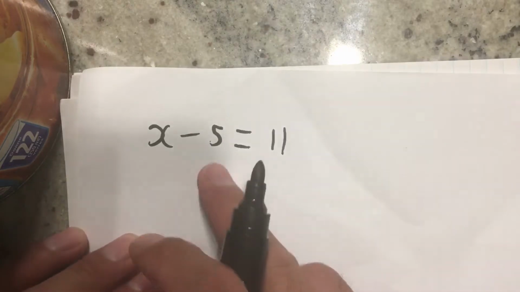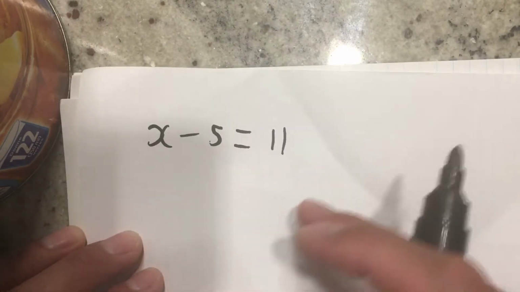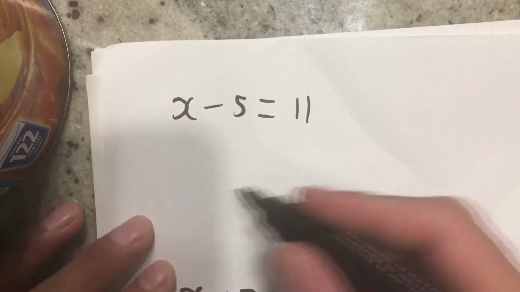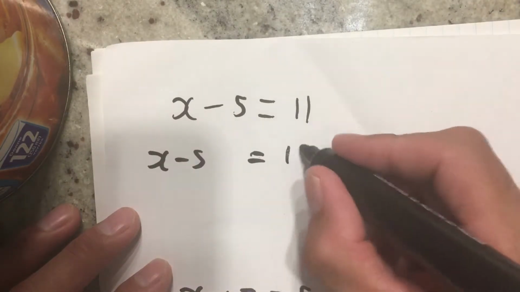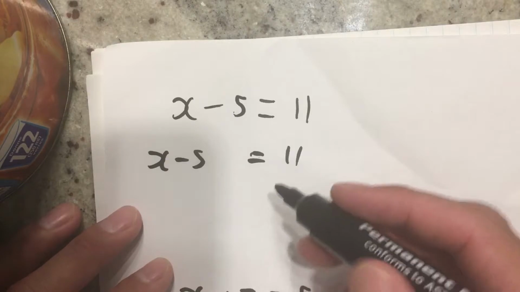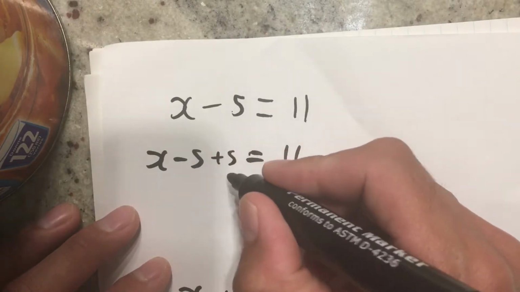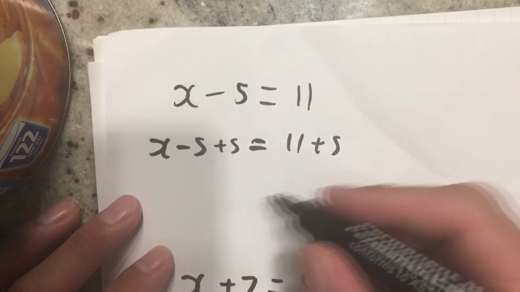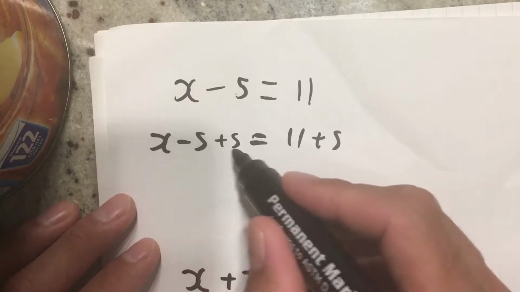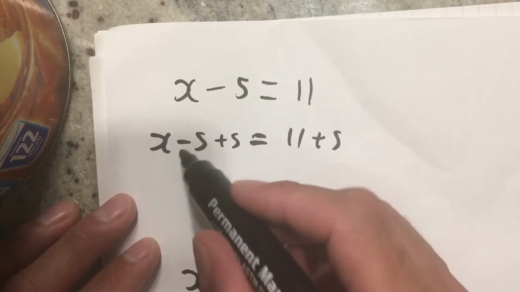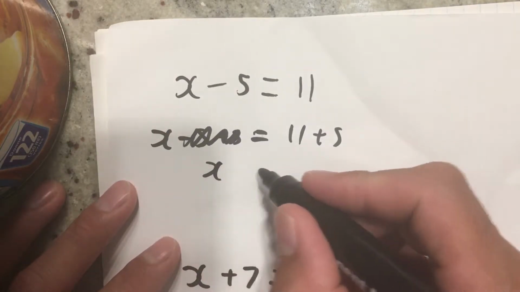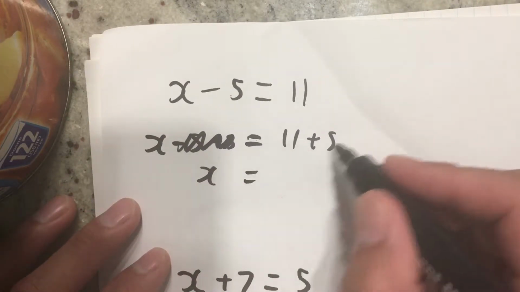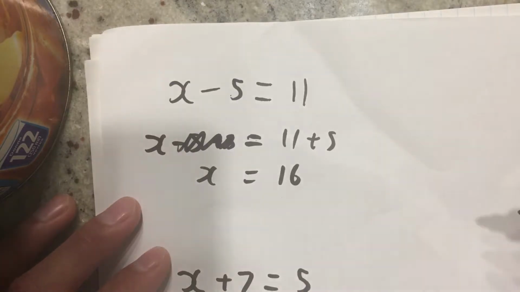Over here, 5 is being subtracted from x. The opposite of subtracting is adding. Let me copy it out, give some more space. X minus 5 is equal to 11. Opposite of subtracting is adding, so I'm going to add 5 here, add 5 here. Subtracting and adding 5, those two operations cancel each other out. That was the point. So I've got x all by itself, and it's equal to 11 plus 5, 16.